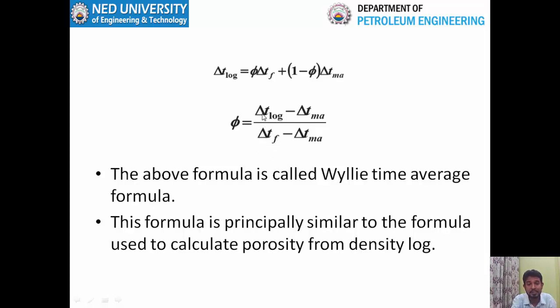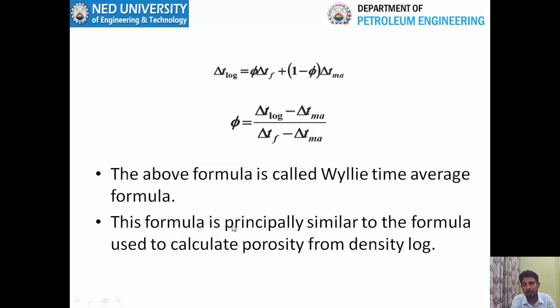And delta T log is the log value of the transit time. So in this equation, delta T log will be read from the logs along with the lithology and fluid content. The lithologies and the fluid contents need to be identified from the other log responses. So once you have identified the lithologies and the fluid content, then you can use this formula, and this formula is called the Wyllie time average formula.